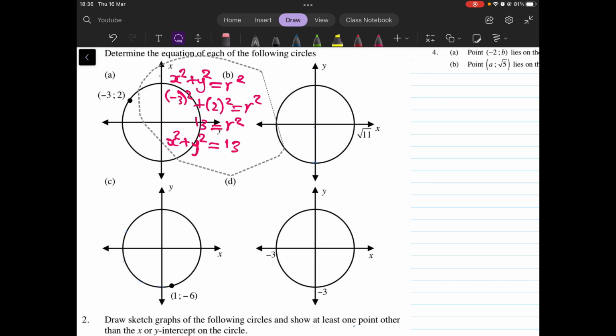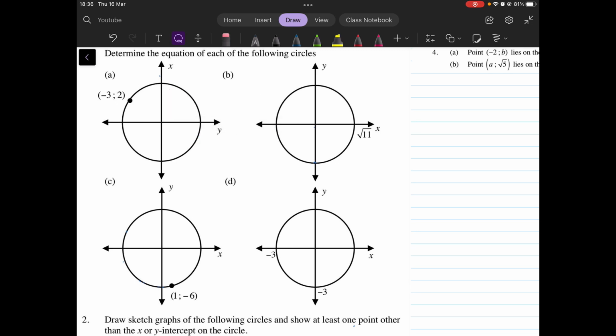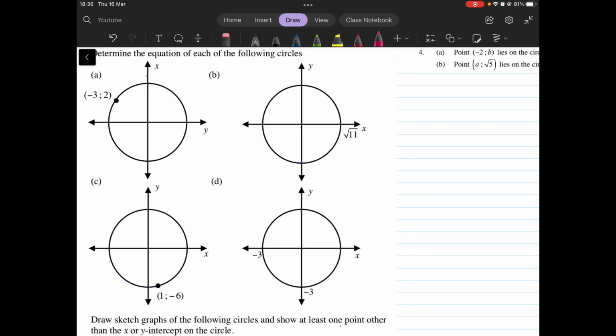Okay, and then let's look at the second one, which is B. With B, what is happening? Sorry, we are given only this point. The coordinates of that point, what are they? The x is square root of 11, the y is 0, as you can see. So now to get the equation, again the center is at the origin, therefore this is the standard equation rather, and therefore now we can substitute that point.